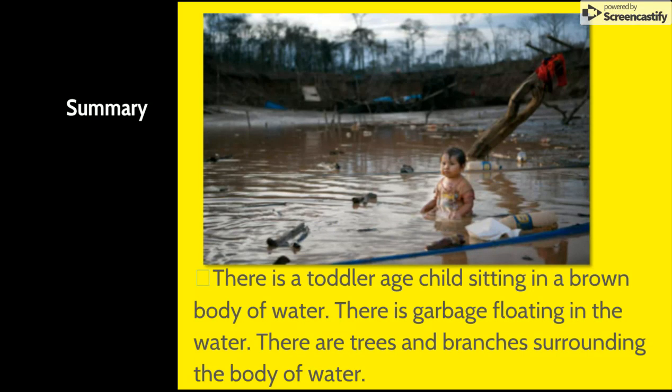All right, so now that you're back, let's work on summary and analysis a bit more. If you look at this picture, a summary of this picture would be that there's a toddler sitting in a brown body of water. There's garbage floating in the water. There are trees and branches in the water. And that's about it. That's a summary.